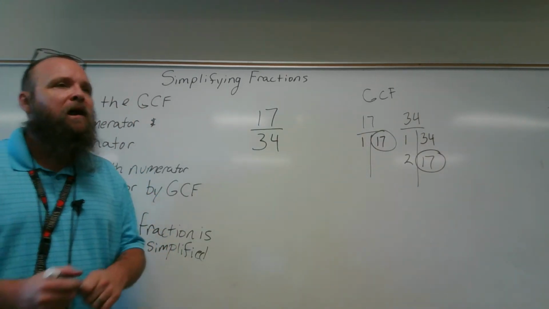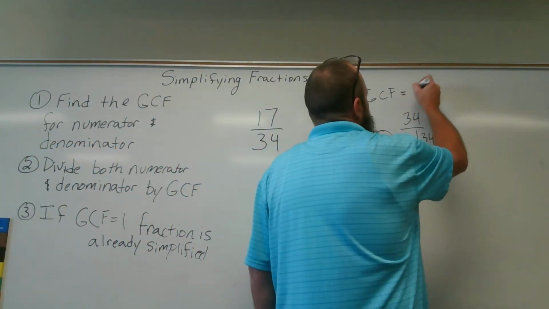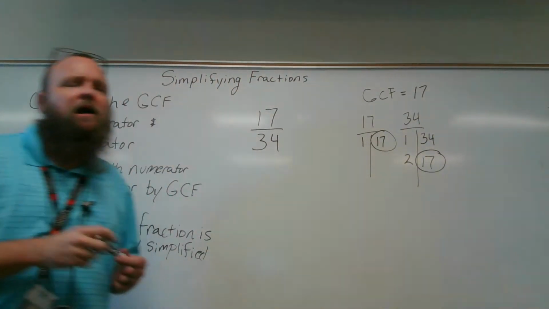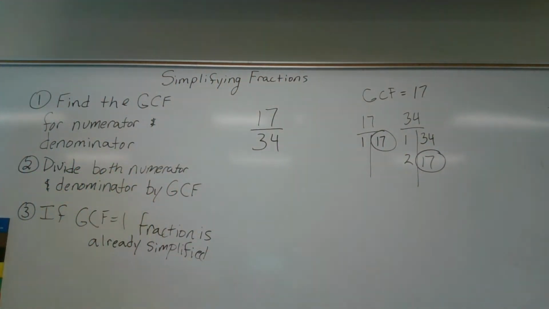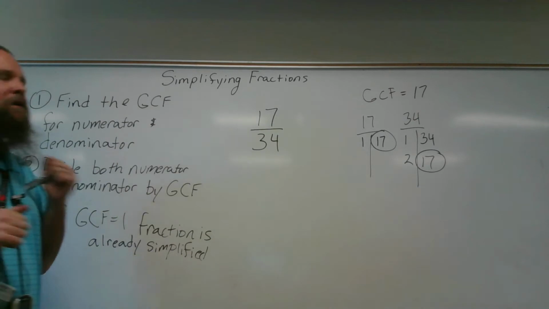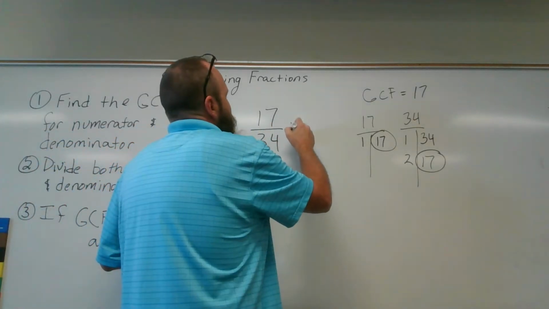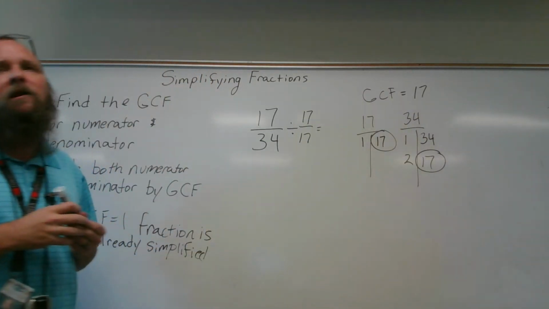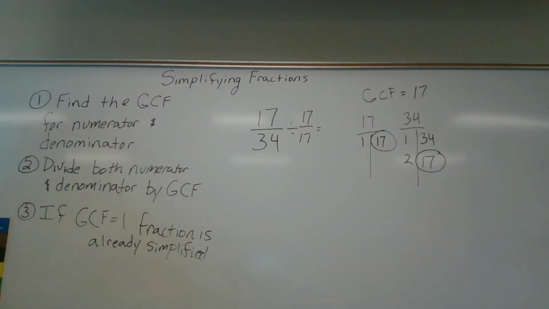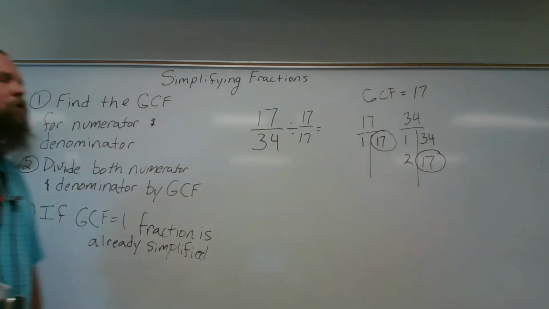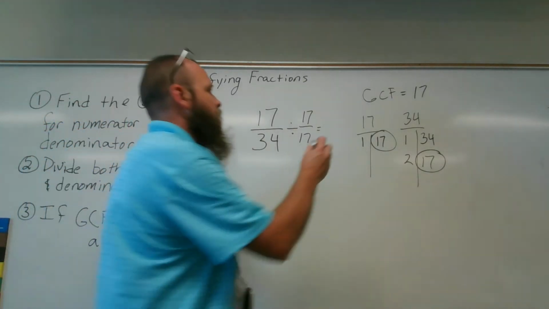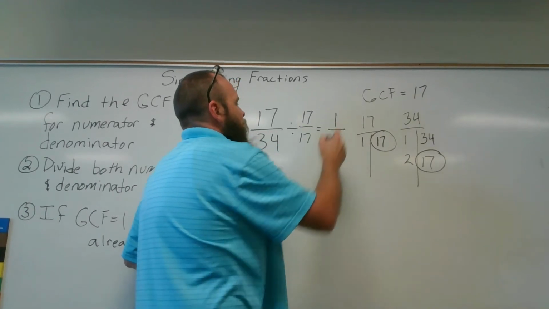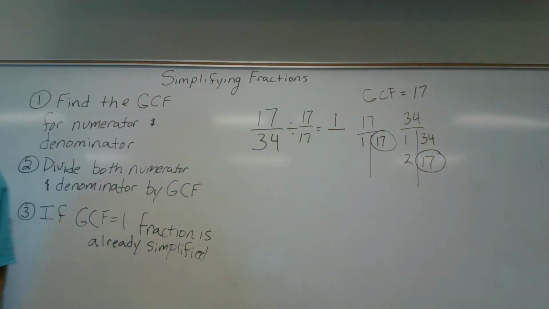All right. So my greatest common factor is 17. Step 2 says divide the numerator and denominator by the greatest common factor, which is 17. Victoria, what is 17 divided by 17? 1. Victoria, what is 34 divided by 17? 2.